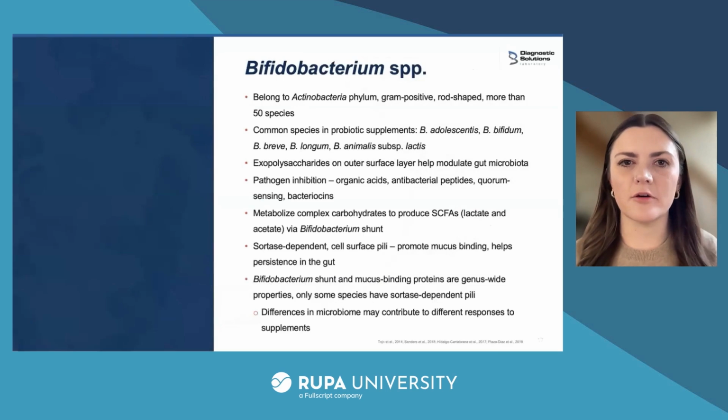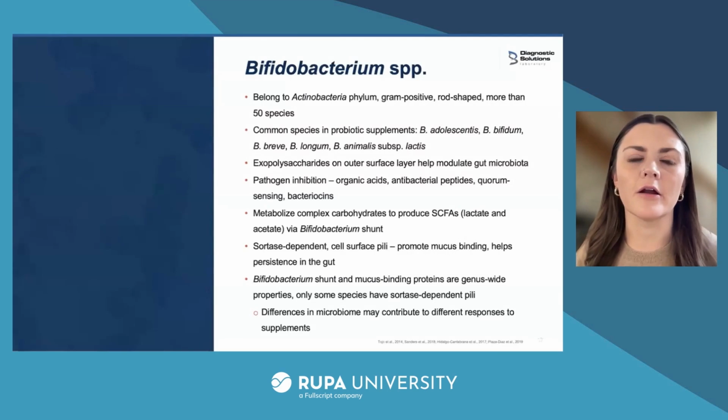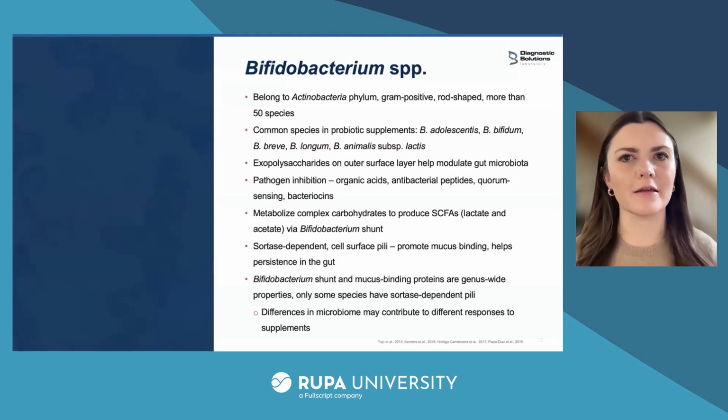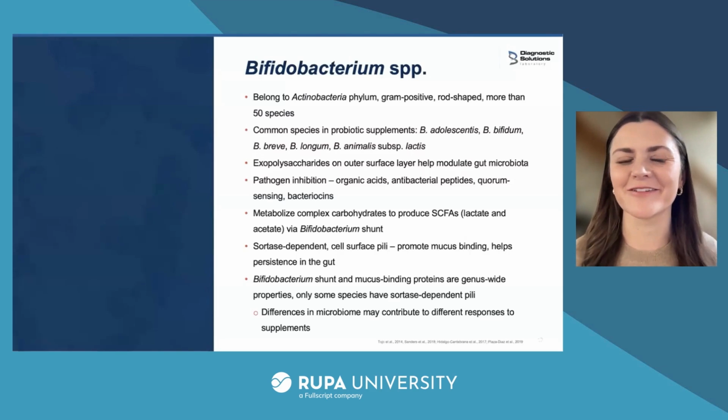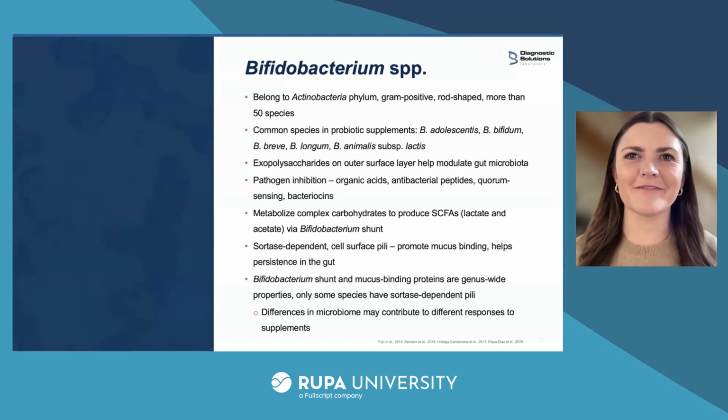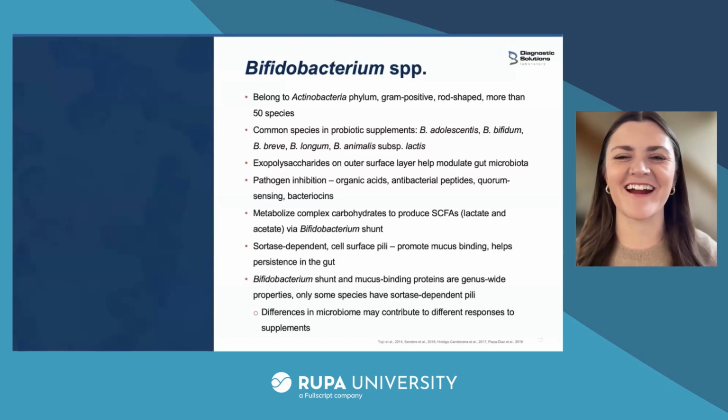Moving on to bifidobacteria. This is gram-positive, lots of species out there. Some common species you might see in probiotic supplements: B. adolescentis, B. bifidum, B. breve, B. longum. A lot of times we'll see B. lactis, but this has also undergone a name change. So B. animalis subspecies lactis, a bit of a tongue twister there.